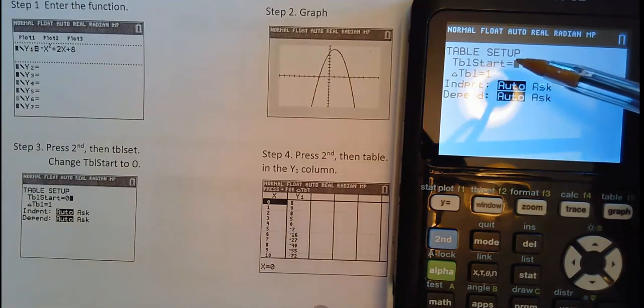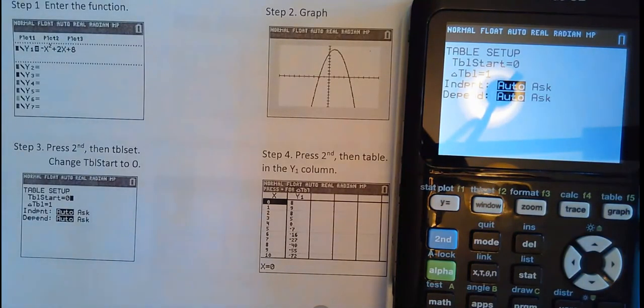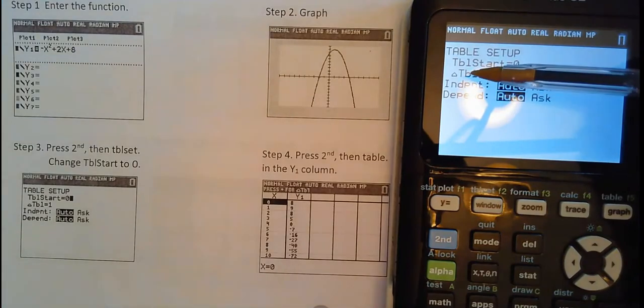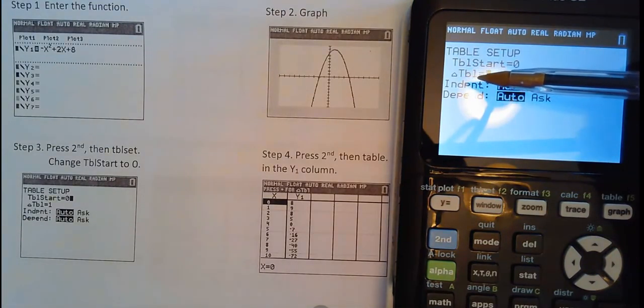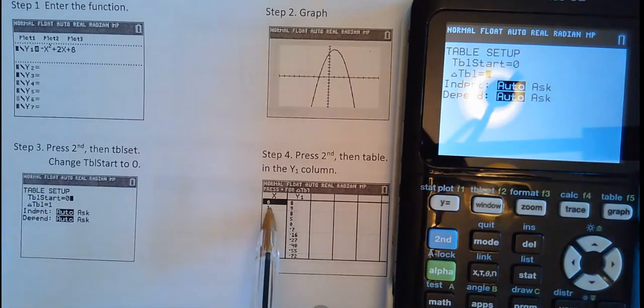Table start says where do you want it to start? Well, maybe we'll just make it 0. And then this delta table means how do you want the table to change? So like, do you want x's to go up by 1s? Yeah, we do. So we'll leave that as 1. Now, if you want them to go up by halves, you might put 0.5 in there. And we can mess around with that on another problem. Leave these two alone.